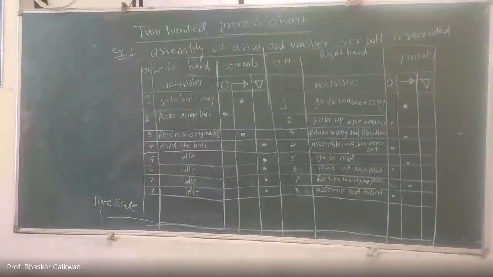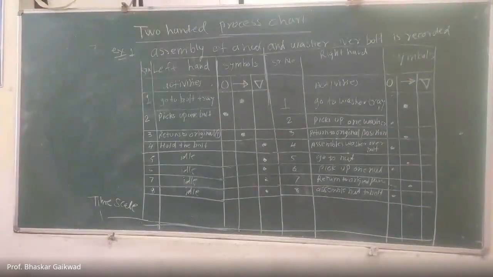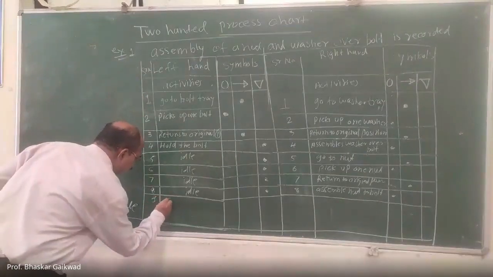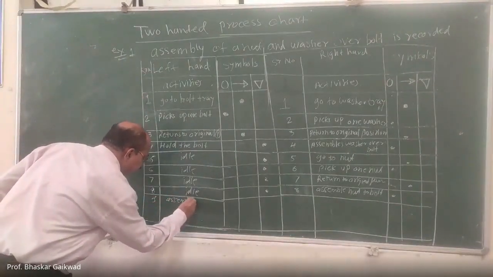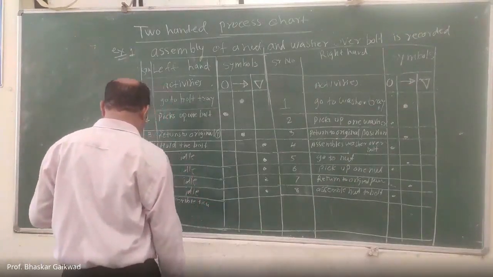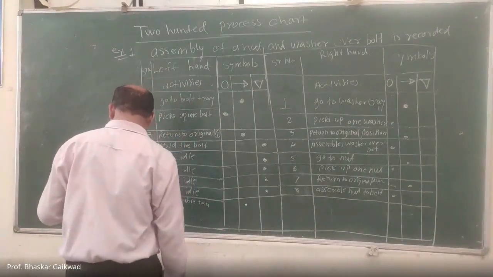After this, the ninth goes to the assembly tray, and after this we go to the next operation. The assembly of nut and bolt is over. Now the assembly of bolt, nut and washer is there. Ninth operation: to the assembly tray on the left hand side. Here is the transportation. And then put the bolt in the tray.